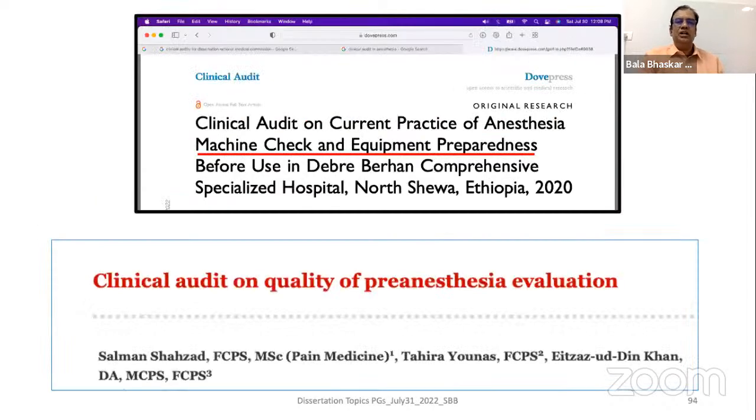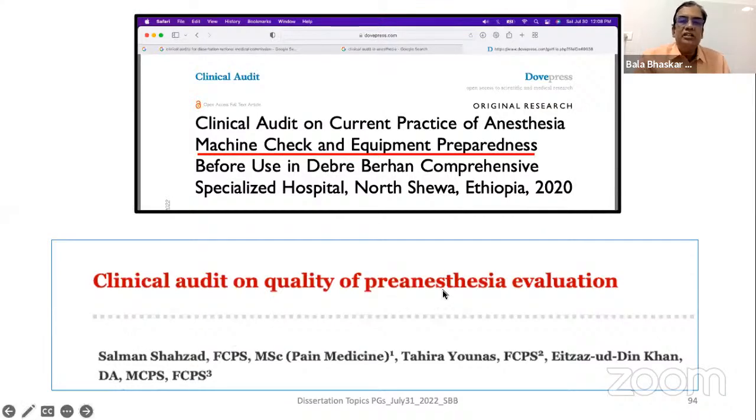Okay, for example, we are all expected to do a machine check and equipment preparation before you enter the OT or start a case or every day. Something has to be done every day, something has to be done before every surgery, and something has to be done on a weekly basis. So is it implemented, or are the guidelines implemented in your institution?